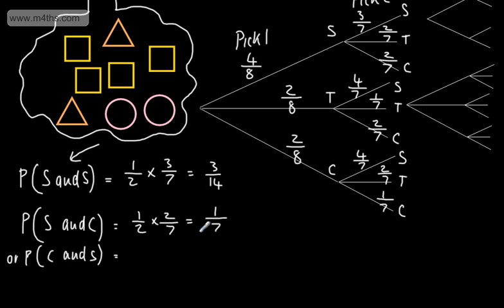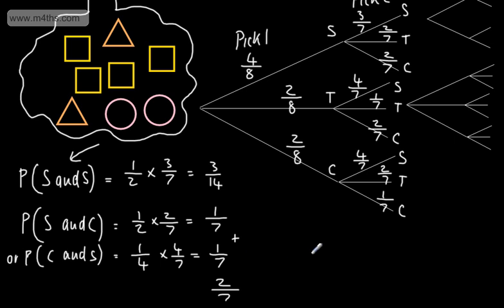So if we look at the next one, what we've got here is a circle. So the circle is 2 over 8 or 1 over 4 multiplied now by the square, which is going to be 4 over 7, and we can see that's going to be 1 over 7. So this one is 1 over 7, this one is 1 over 7, so we would need to add these, and the probability of getting 1 square and 1 circle is going to be 2 over 7. So I've seen the word and, I multiply, I've seen the word or, and I add.